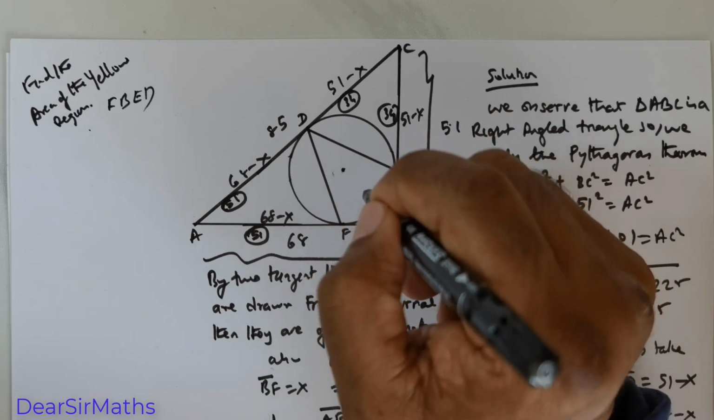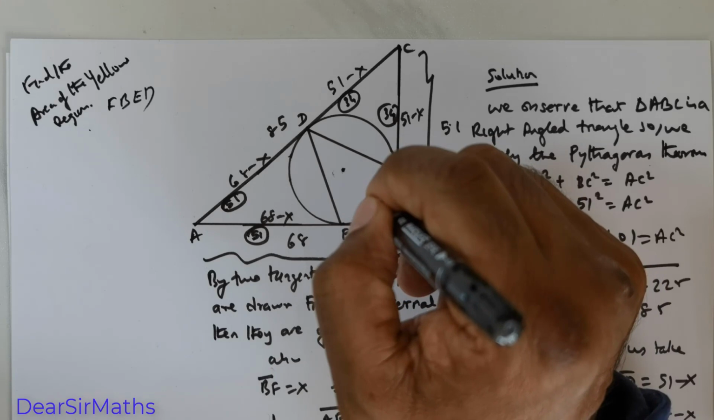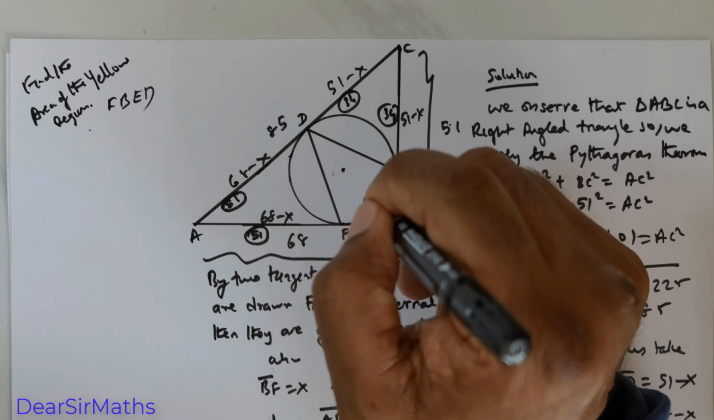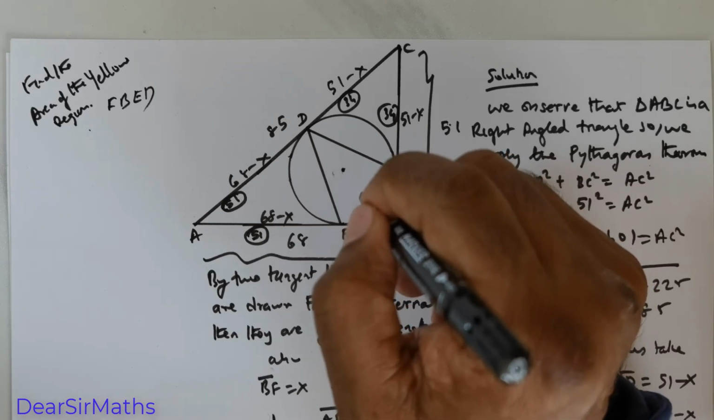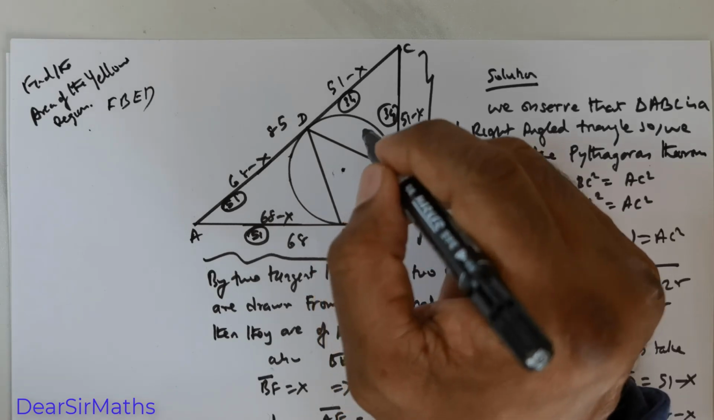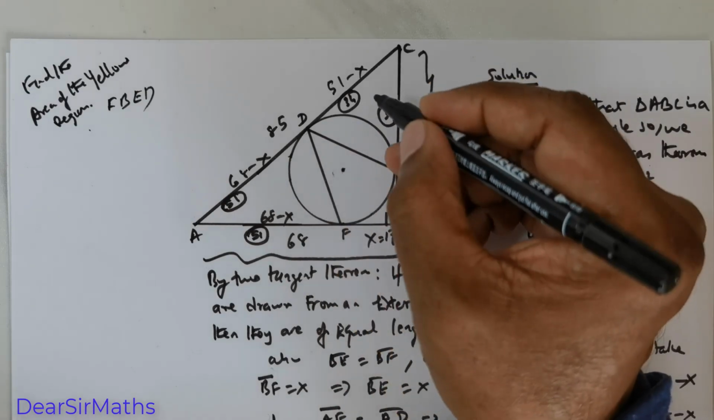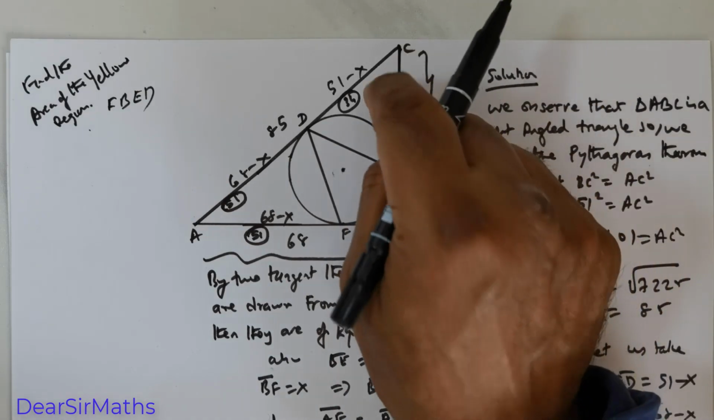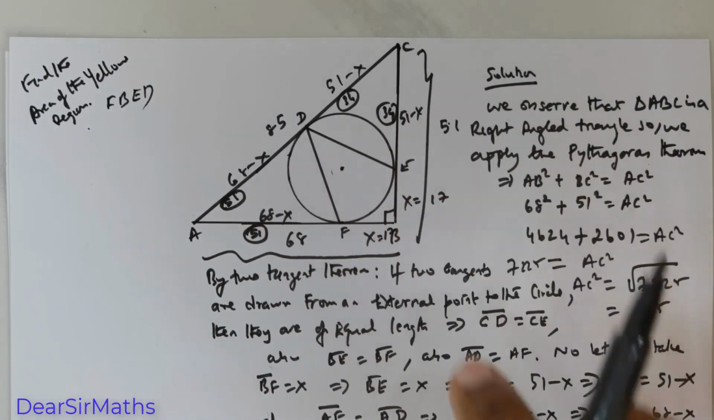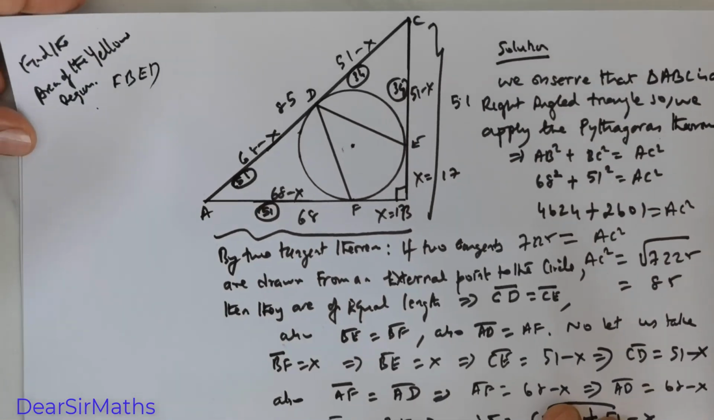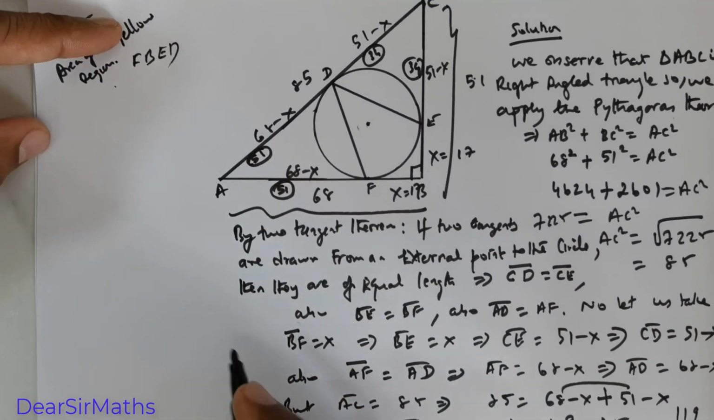Because from the total area of the triangle, I need to take away this area, and then I need to take away this area. So only then I would be getting this area. To get this area, there are two ways. I'm going to show you one way. You can think about other ways and let me know. So from the area of the triangle, I'm going to take away this area and I'm going to take away this area, and that would give me this area. So let me write that down here.